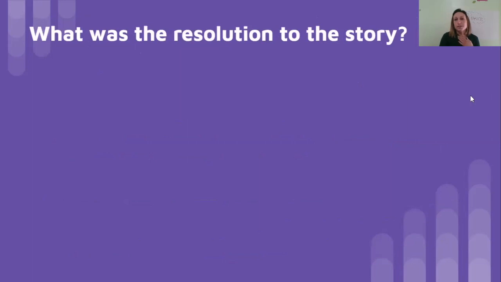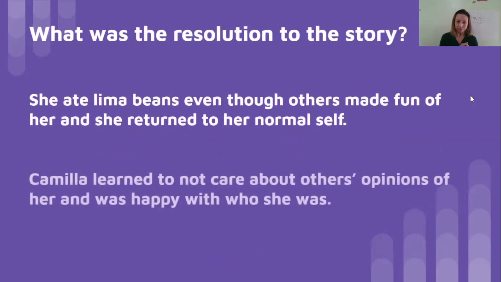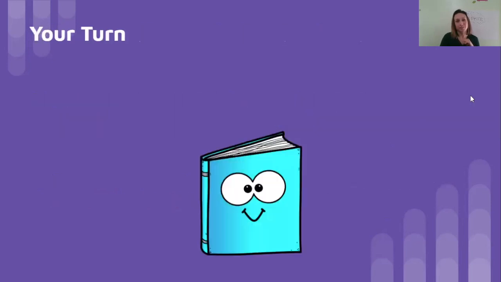And what was the resolution to the story? Can you answer that? Camilla ate the Lima beans even though others made fun of her, and she returned to her normal self. So once she finally decided to go ahead and eat the Lima beans, then she turned into her normal self. And she learned not to care about others' opinions of her and was happy with who she was. She was so happy to be cured, and she decided it didn't matter anymore who was laughing at her.